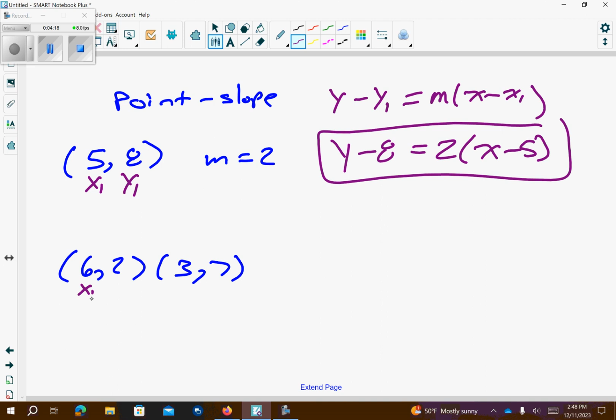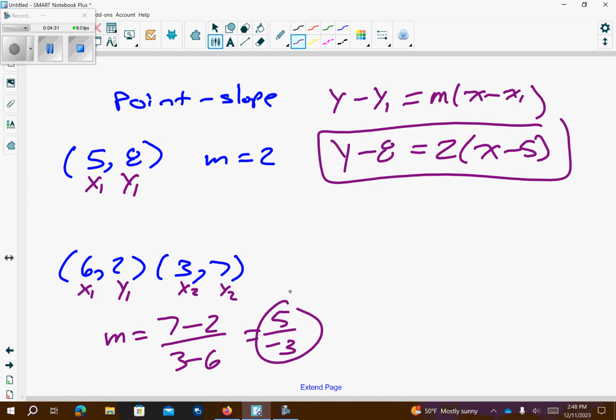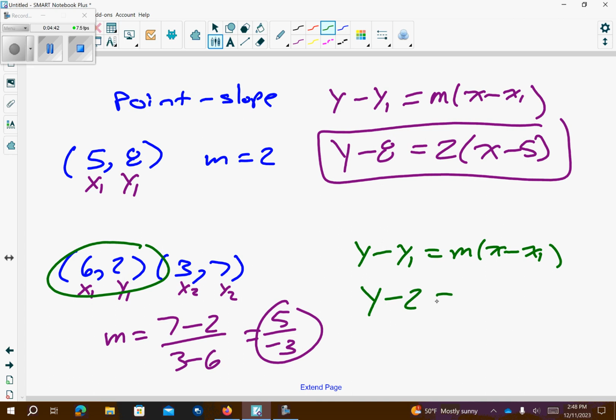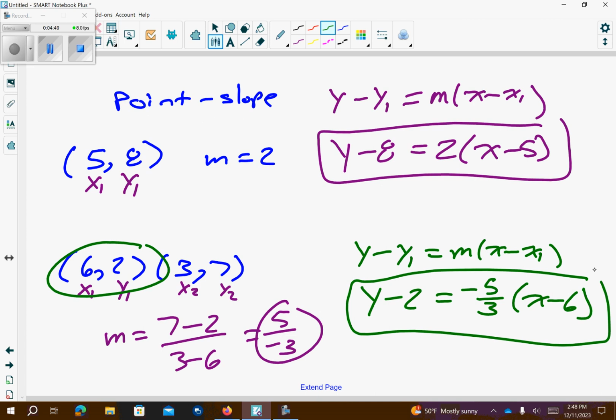The second problem, I have x1, y1, x2, y2. Let's figure out the slope first. So y2 minus y1 over x2 minus x1. And that's going to give me 5 over negative 3. That's my slope. Then I'm going to plug into this equation and leave it as is. I don't have to do any further. So that's my x1, y1. So I'm going to get y minus 2 equals negative 5 over 3, x minus 6. There's my equation. It's all done.